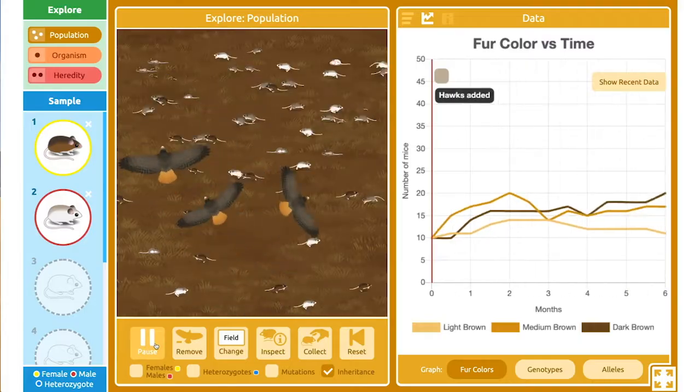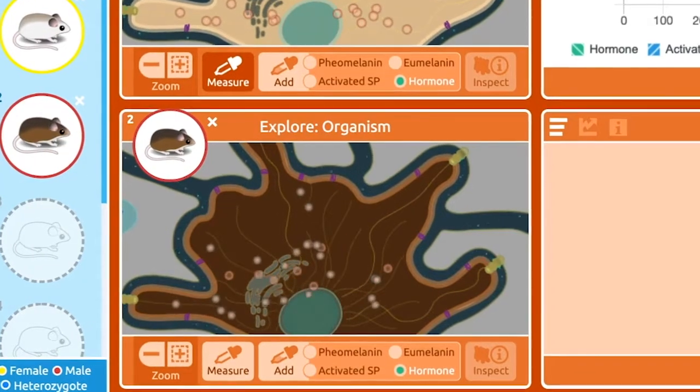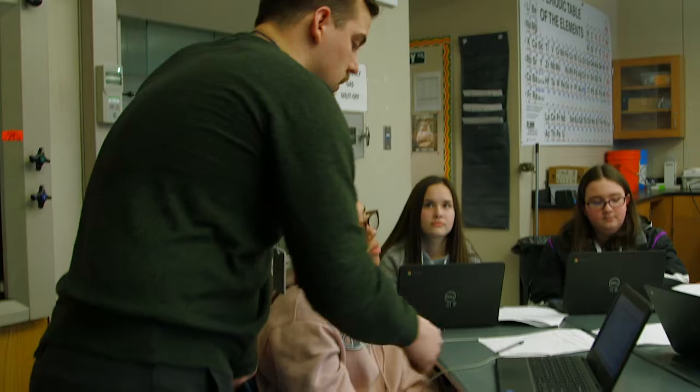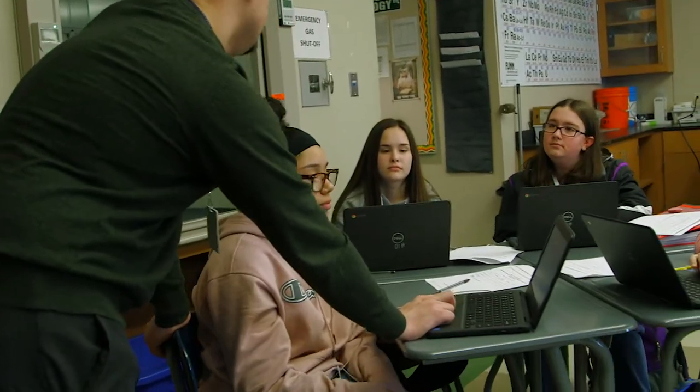When they actually get to zoom in, it starts to connect with them that, oh, fur color isn't just something that exists, it's because of all these different molecules that are interacting on a microscopic level. It's really fascinating how you can experiment with cells where usually you can't because they're really small. So it's just really fun and interactive.